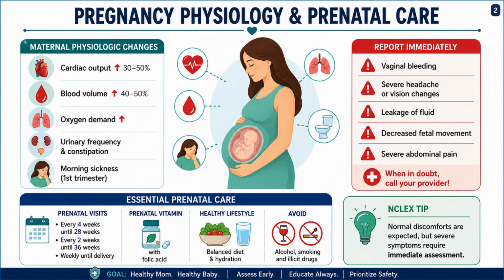These include vaginal bleeding, severe headache or vision changes, leakage of fluid, decreased fetal movement, and severe abdominal pain. While many pregnancy discomforts are expected, these symptoms may indicate serious complications and should never be ignored. For the NCLEX, remember this key principle. Expected physiological changes are common, but severe or sudden symptoms always require further assessment and prompt intervention.